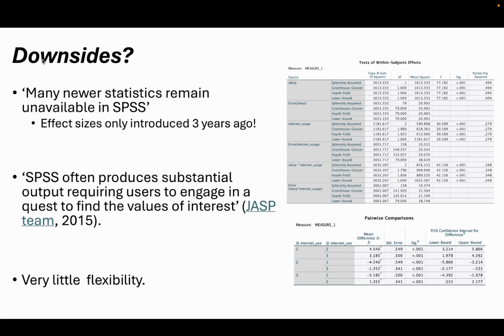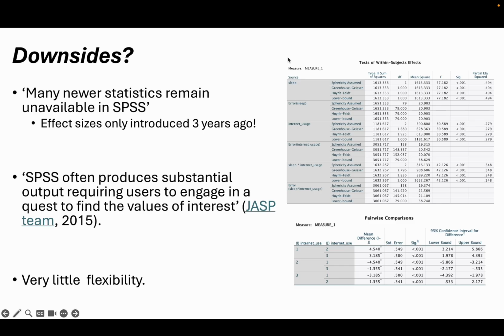Others have noted that SPSS often produces substantial output, requiring users to engage in a quest to find the values of interest. And this is certainly true for things like complex ANOVAs and repeated measures ANOVAs. So the greatest statistics anxiety, I believe, comes from opening a multiple independent variable complex ANOVA, which will give you an output that looks a little bit something like this. And I can see the life drain from students' eyes when I show them something like this.